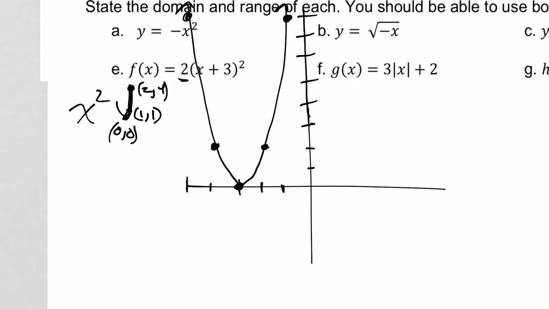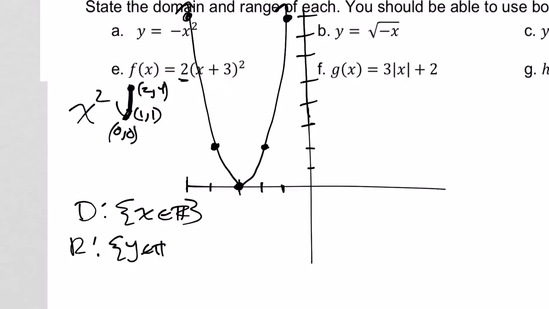Is it going to affect the domain? No. You can still plug in any x value, add 3 to it, square it, and multiply it by 2. No problem. So domain is still going to be all real numbers. Range is still all positive numbers. We haven't shifted anything up or down. We still have our lowest point at the y value of 0. So we're just going to get y values such that y is greater than or equal to 0. And you could do it in interval notation as well: [0, ∞).